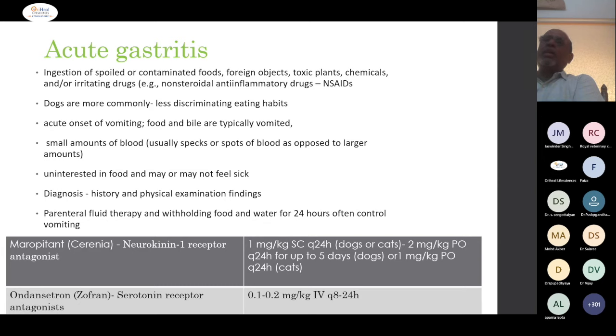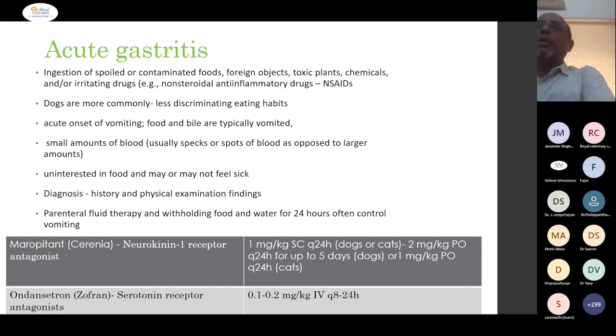Especially young pets tend to bite and play with these sort of plants. Generally, adult dogs will not consume toxic plants. Young dogs will destroy and bite and then get toxic, so you have to think about them. Chemicals, drugs, and non-steroidal anti-inflammatory drugs can all cause acute gastritis. A thorough history is paramount in trying to find out what could have caused severe acute gastritis. Dogs have indiscriminate eating habits, so most of the time that is the most important reason for acute gastritis.